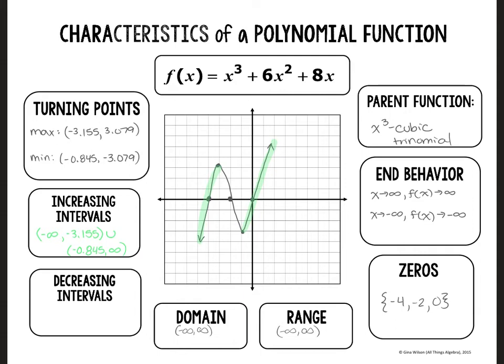The function decreases in between those maxes and mins. Okay, so your interval of decreasing is from -3.155 to -0.845. Okay, and that's how you identify the characteristics of this polynomial.